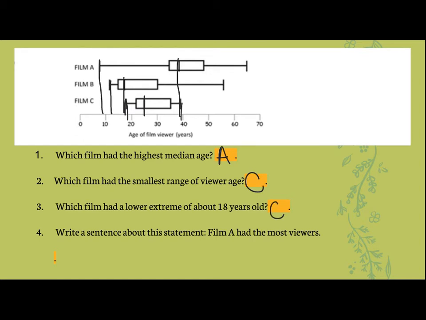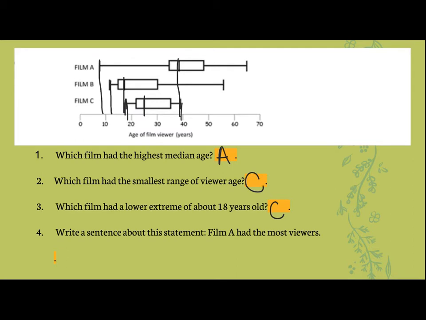So let's talk about the last one. It says, write a sentence about this statement: Film A has the most viewers. Well, let's look at it. It does have the highest median. It does have the highest range, but how do we know how many numbers are in between? Because really, 25% is between each section. So they might be the oldest viewers, but it may not necessarily be the most.